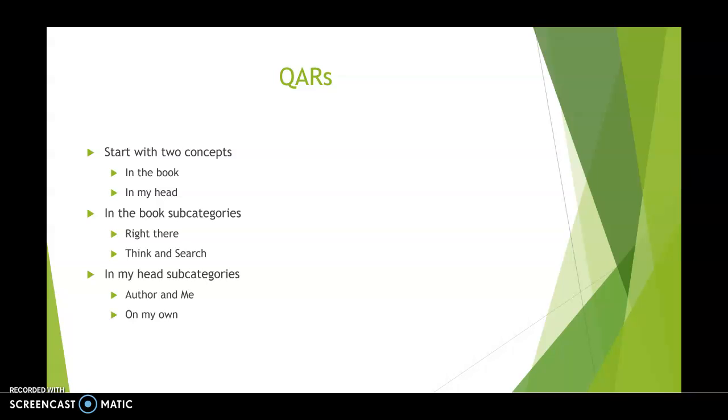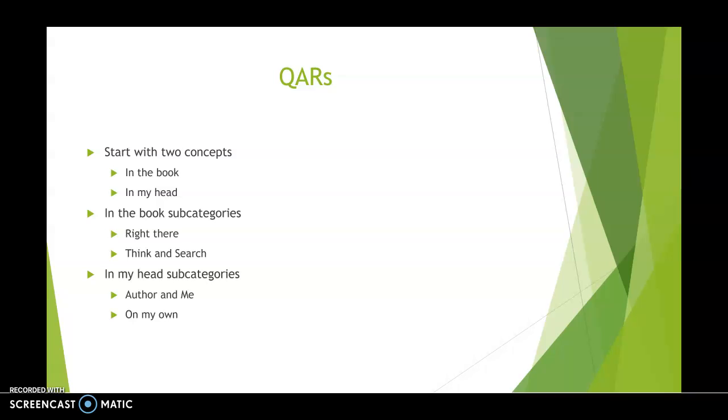The 4 QARs are actually the 2 subcategories that I have listed. But when you're instructing students, you actually want to start with 2 concepts of where I would find the answers: in the book and in my head. So once we grasp those basic concepts of where to find answers, either in the book or in my head, we can actually break it down. In the book subcategories would be right there and think and search.